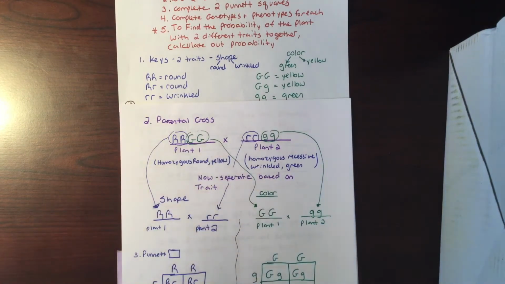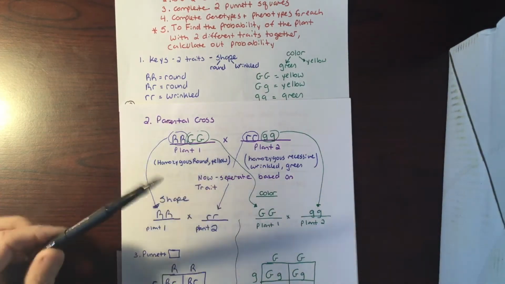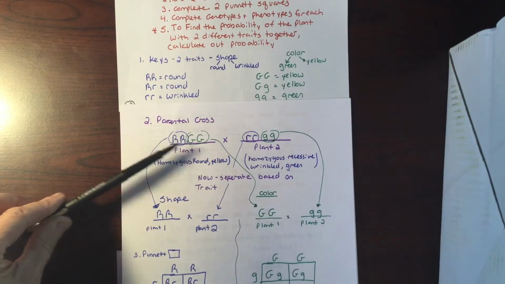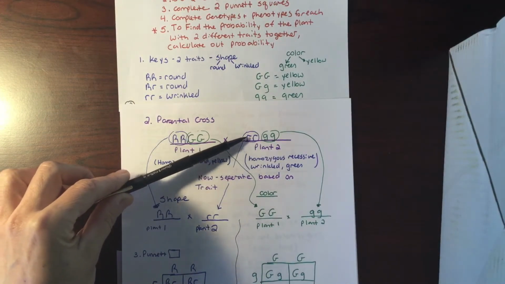So now it's like, whoa, we've got a lot of these alleles here. We want to separate them out. I want to make it something that I know how to do. At this point, I don't want to mix all this stuff together right now. So I want to say, okay, parent number 1 has a trait for shape. Parent number 2 has a trait for shape. Let's put those 2 together.